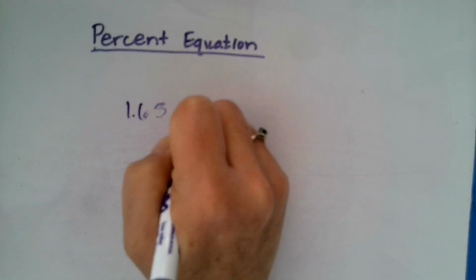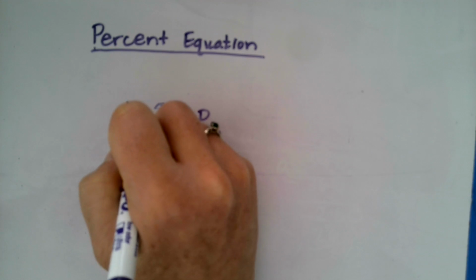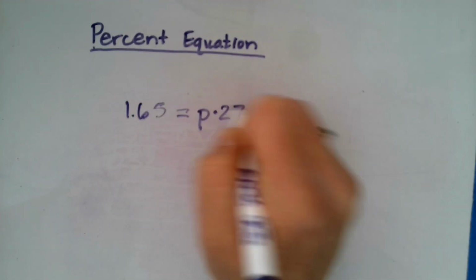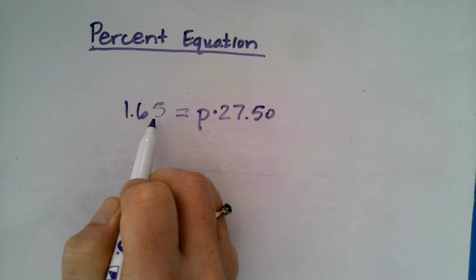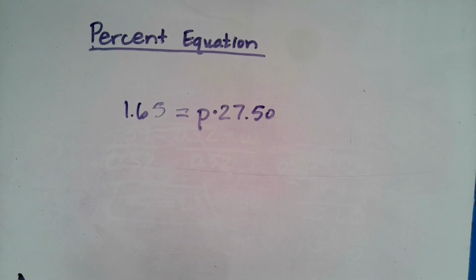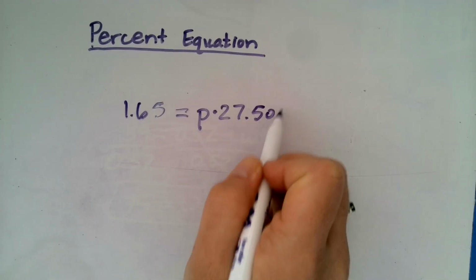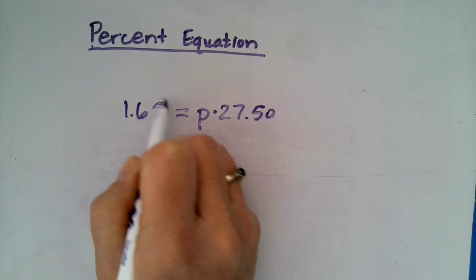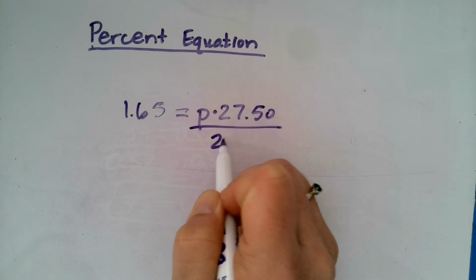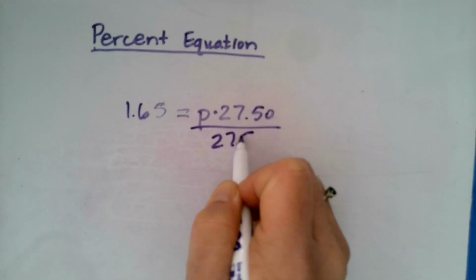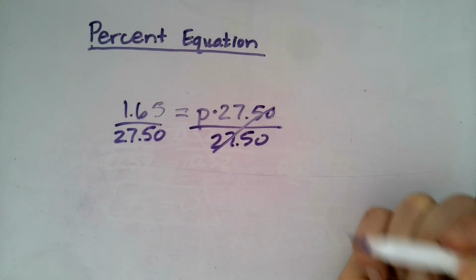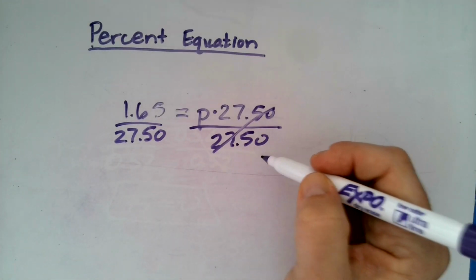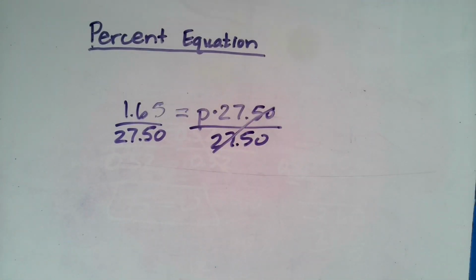165 is what percent of 2750? So your total food bill was $27.50. You were charged this much tax, and you're just double checking to make sure they charged you the right rate. So let's figure this out. You don't know the percent, you do know your total, and you do know the part. So let's divide by whatever we're multiplying by our P, 2750. Okay, so this will cancel out because 2750 divided by 2750, well, that's just 1. 1 times P just leaves you with P.